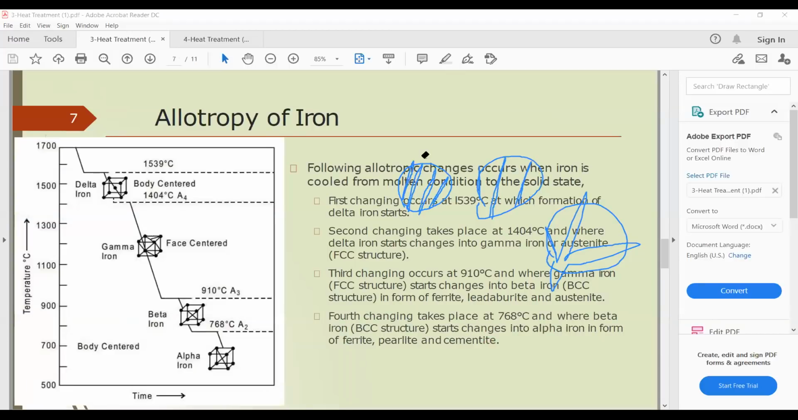The next topic is allotropy of iron, right?